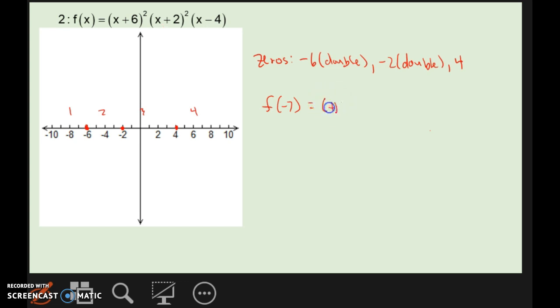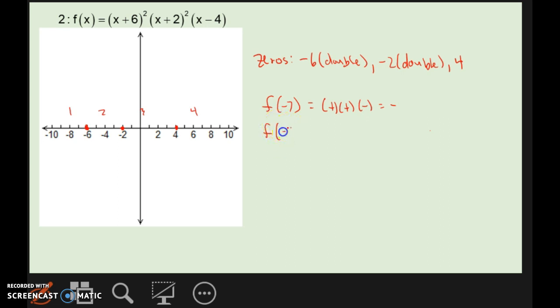So I don't even need to worry about those first two sets of parentheses. I know they'll always be positive. It really comes down to the last one. -7 minus 4 is -11, so I have a negative value. Now again, at -6, I'm expecting it to cross over because that's a 0.